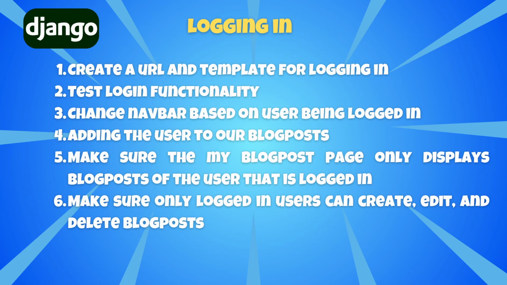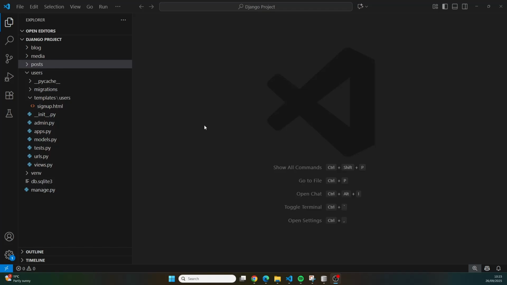Next, we will make sure that the user that is creating the blog post is actually associated with the posts. And we're going to make sure that the My Blog Post page only displays the blog posts of the logged in user. And as a last step, we of course want to make sure that only the logged in users have the ability to create, edit, and delete posts, and that people who are not logged in can just view everything.